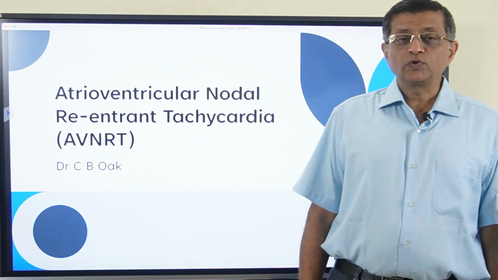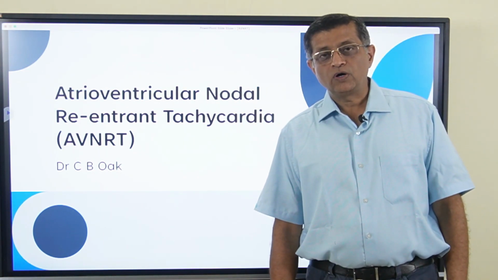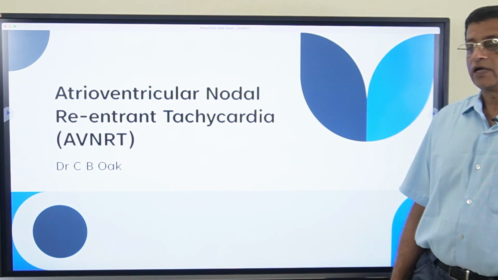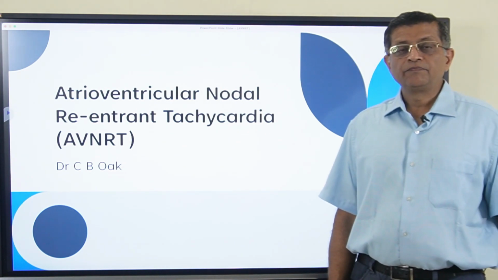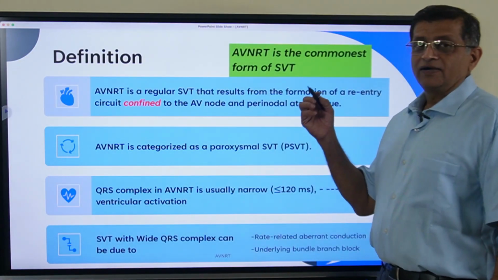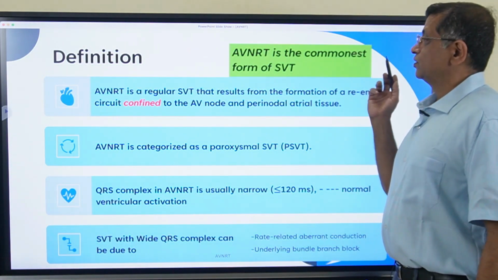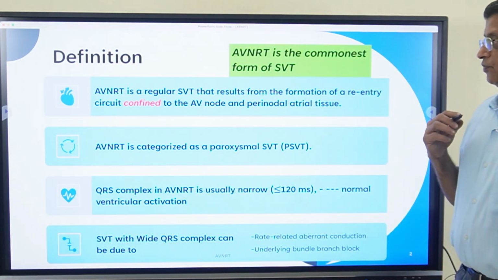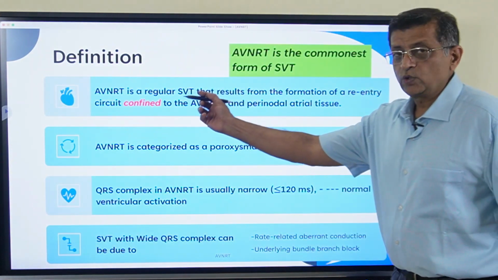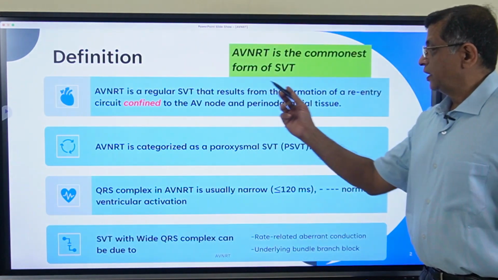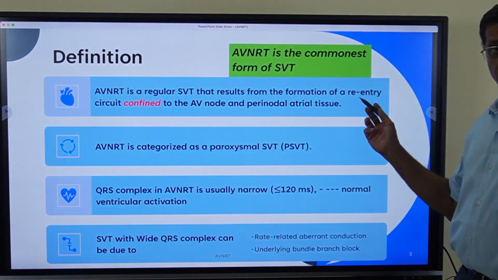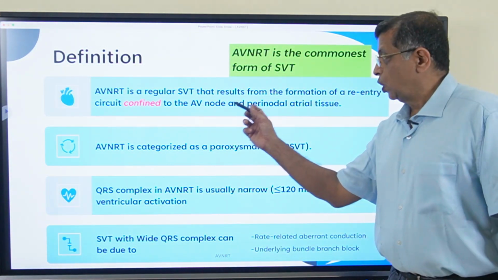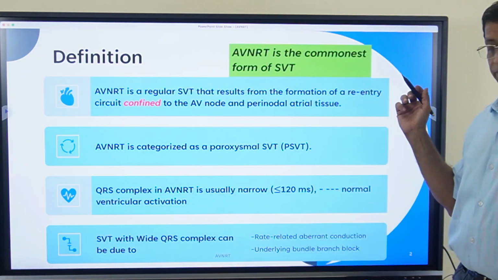This is the 34th ECG tutorial and the topic of today's ECG tutorial is atrioventricular nodal reentrant tachycardia, that is AVNRT. This is by far the commonest form of supraventricular tachycardia. So what is AVNRT? AVNRT is a regular supraventricular tachycardia that results from formation of a re-entry. This is mostly a micro re-entry circuit confined to AV node or perinodal atrial tissue.